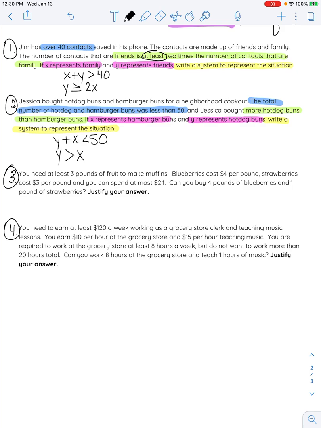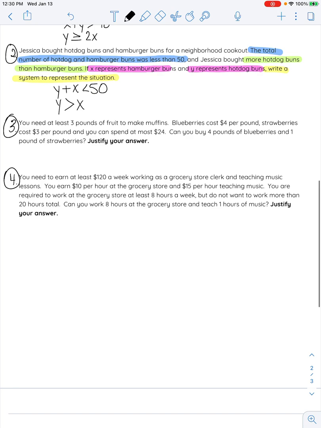So that's how you're going to write your system of inequalities. Now let's take it a step farther. Look at number 3. I'm going to skim and look for the question. So it says, you need at least 3 pounds of fruit to make muffins. Blueberries cost $4 per pound, strawberries cost $3 per pound, and you can spend at most $24.